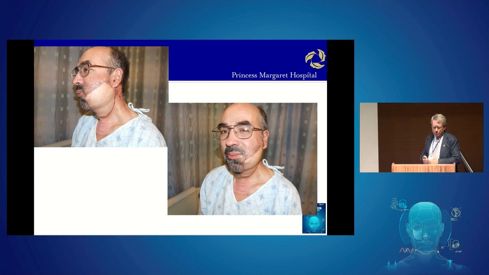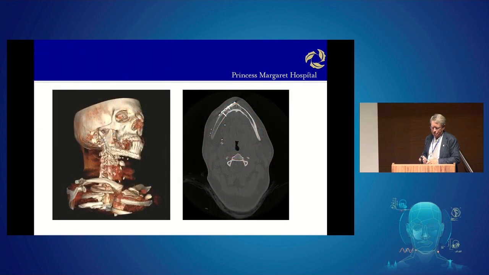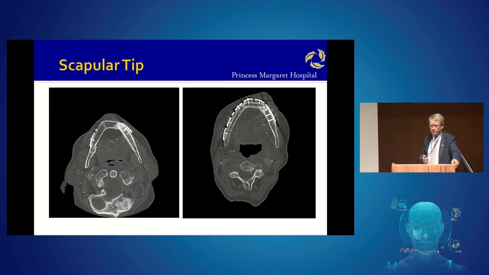You can also do it just as a thoracodorsal artery perforator flap. And these are some late results in our patients. People talk about scapular bone not being appropriate for the mandible. These are all scapulas. You can osteotomize it.